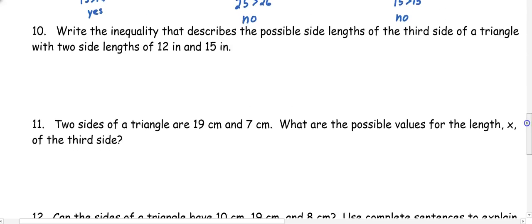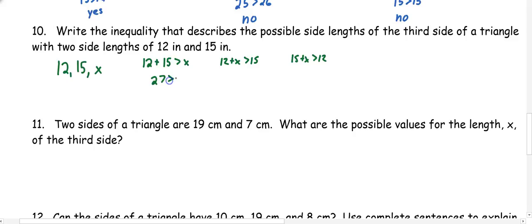So let's use triangle inequality to describe the possible side lengths of the third side of a triangle. In my triangle, I have the sides 12, 15, and then x. I need to know what that other side is. So I need to know what's the smallest number it could possibly be and what's the largest number it could possibly be. So I'm going to set up 3 inequalities. So I have 12 plus 15 is greater than x, 12 plus x is greater than 15, and 15 plus x is greater than 12. I'm going to solve for x in each case.